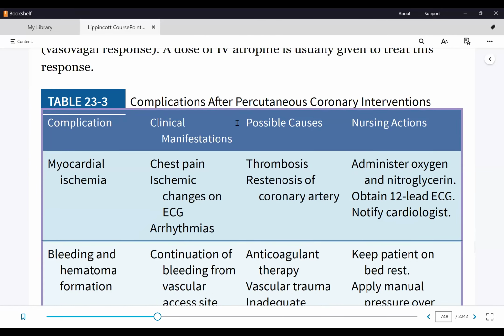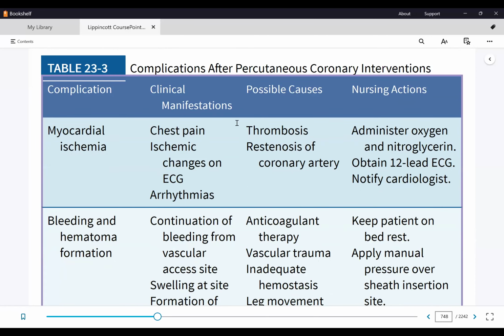And here are your complete complications, table 23-3, and your nursing responsibilities. MI, that's what you do. Now, the procedure can also cause an MI, meaning during the cath lab procedure, PCI, the patient may suffer a second or even a third heart attack during the procedure.